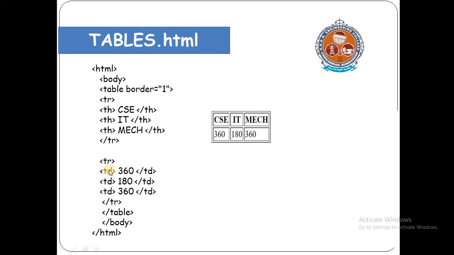In this I am writing table data. Both are similar, th and td, just th is heading and gives bold. td 360, td 380, td 360. After completing the row, I have closed tr and closed table. After executing this, it will show this. If you want to add Civil and the number of students in it, 300, simply add a fourth cell in the first row and a fourth cell in the second row.